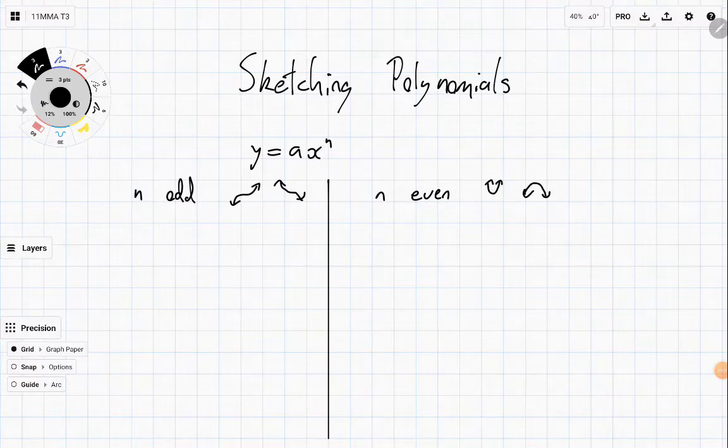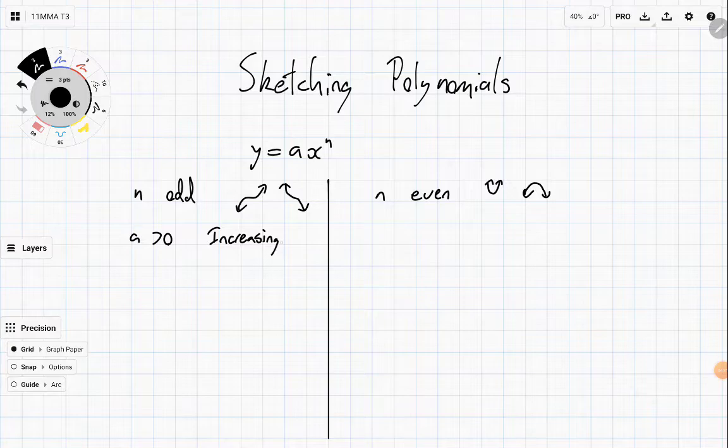Obviously the straight line's a little bit different. It looks like this and like this, but that's actually not that dissimilar to the cubic or the quintic. Looks quite similar, just they're obviously a little bit more curved. So when a is bigger than 0, then it is going to be what we call an increasing function.